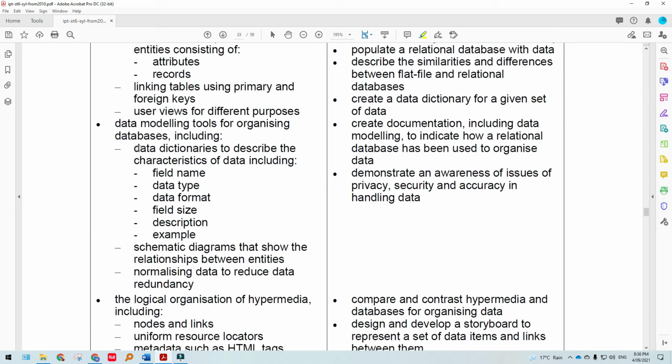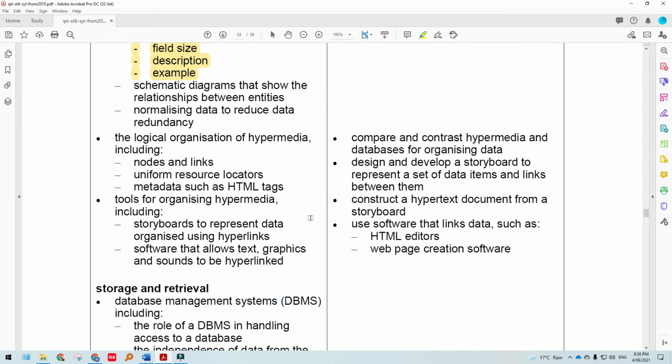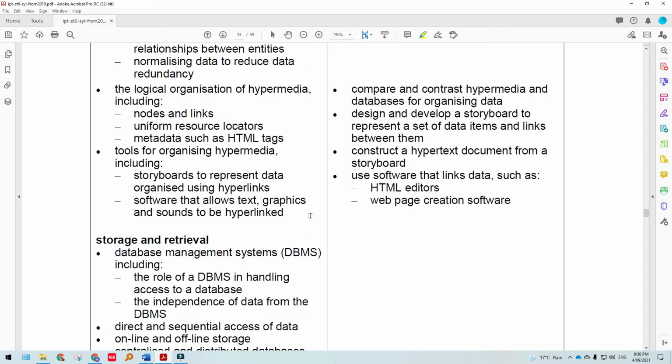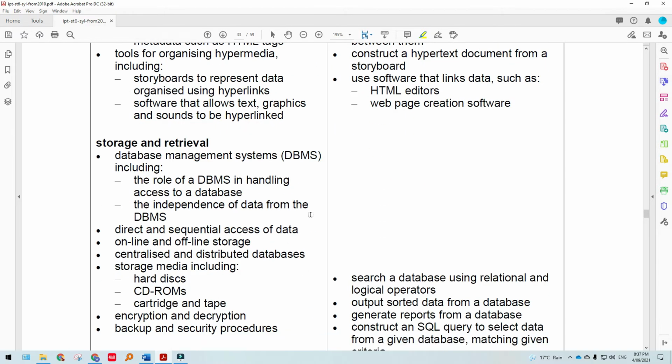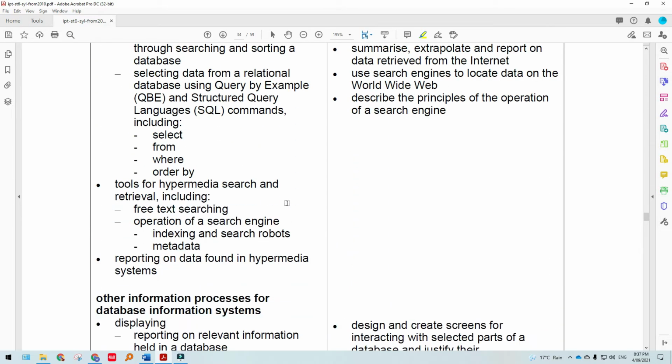Now, data dictionary. It's been given here. You must provide an example. You must use this one. Let's move on.